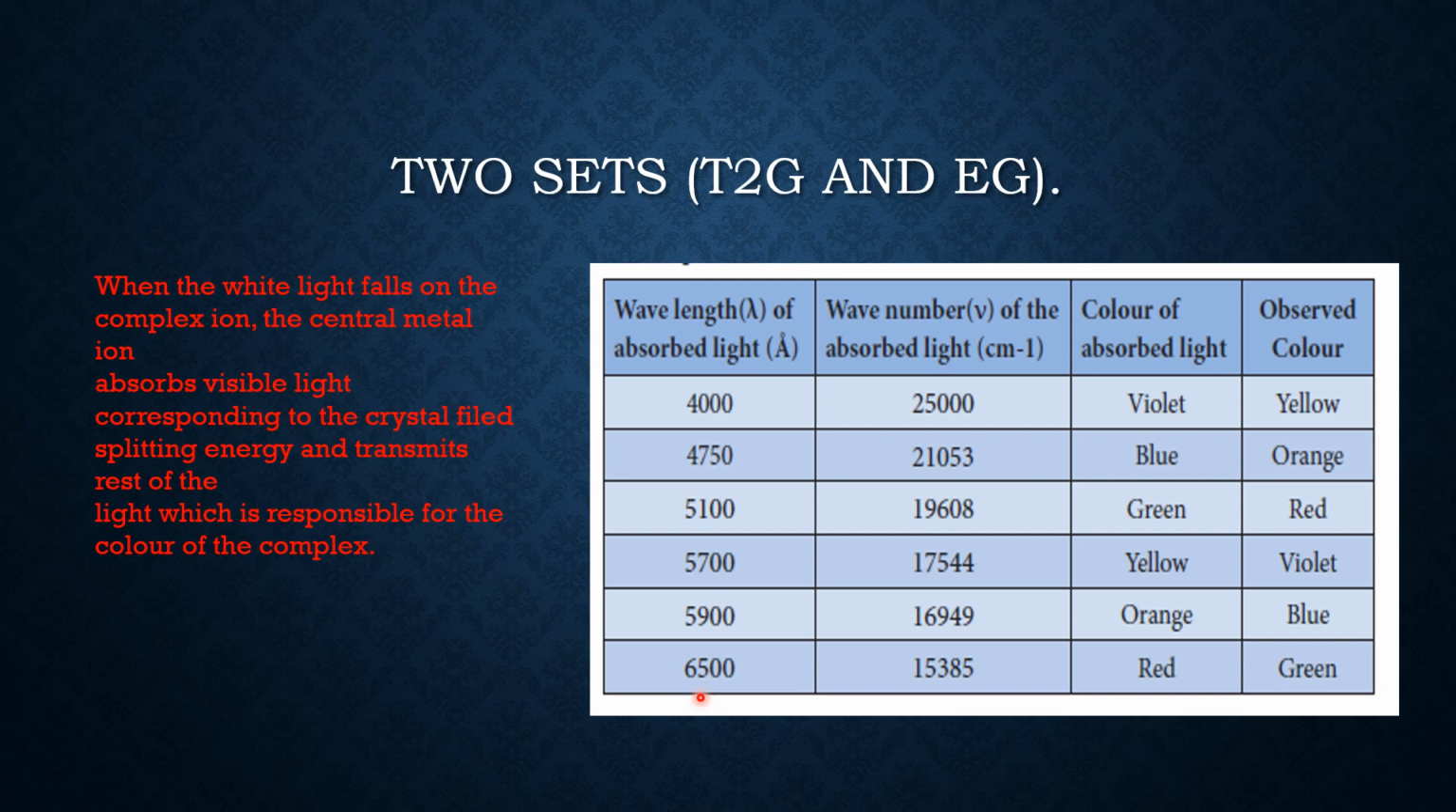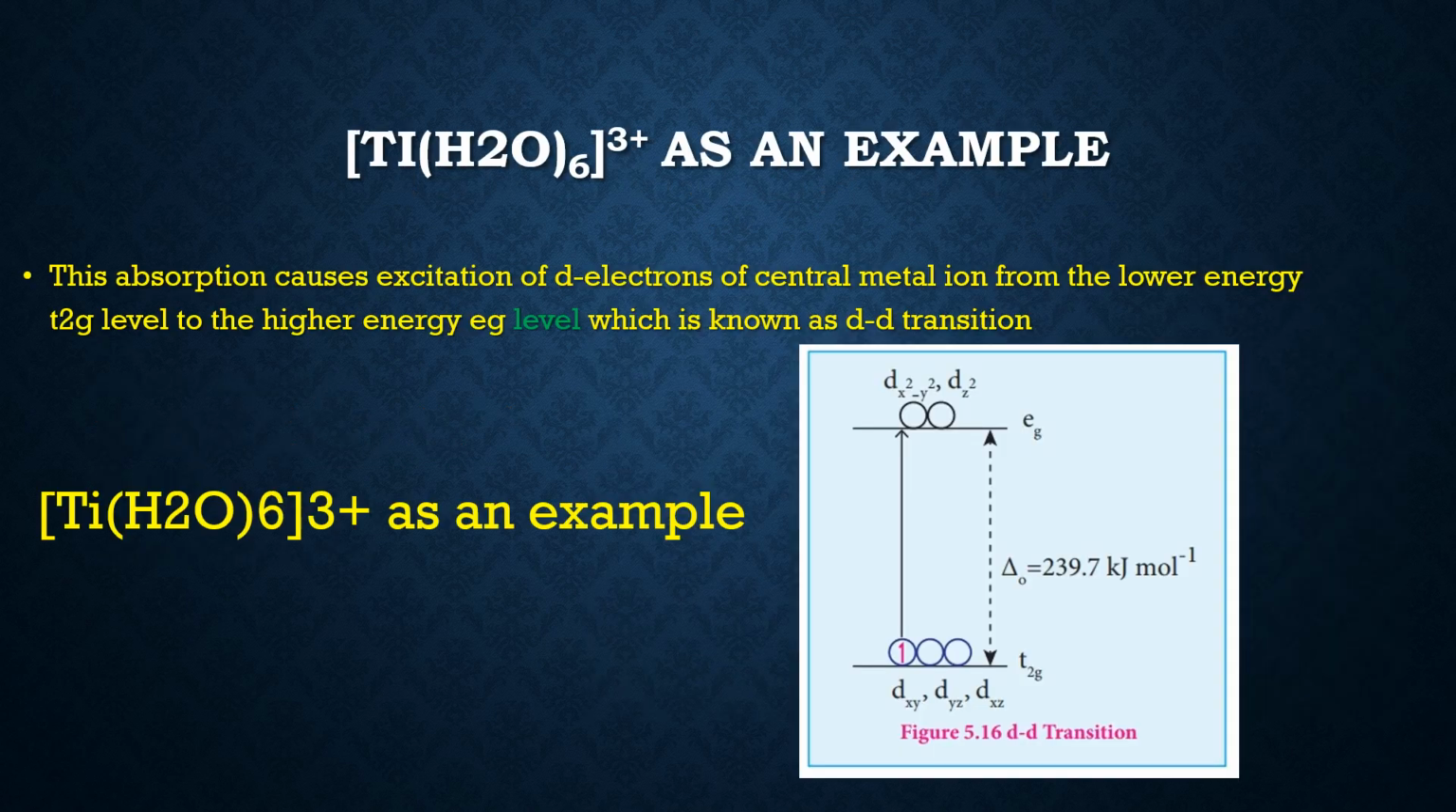Similarly, 6500 wavelength is absorbed by the complex, which is absorbing red and transmitting blue. This is how the complex transmission occurs. This is the absorbed wave frequency, this is the frequency-related color, and this is the transmitted color of the complexes.